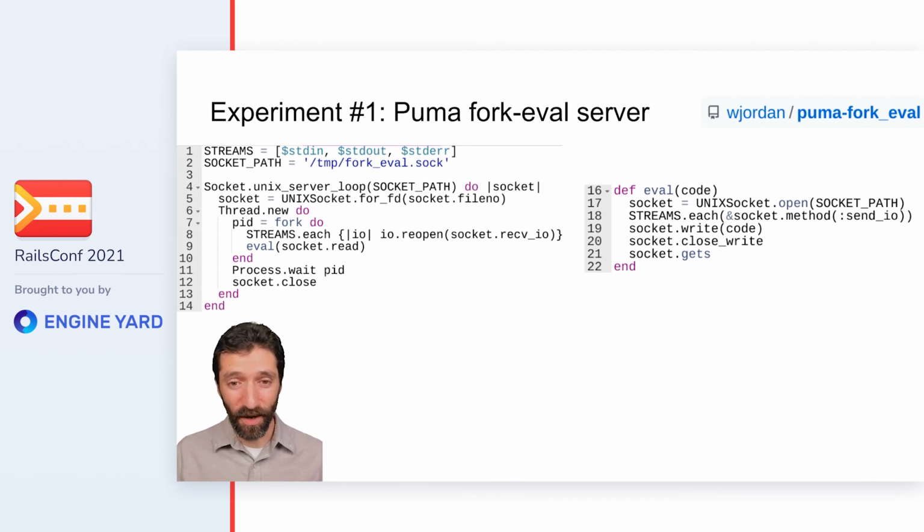The client code is even simpler. All it does is it opens up a connection on the server's domain socket, sends its 3 standard streams using send_io, and then writes the code it wants to eval to the socket. That's it. This is basically just a super stripped down version of the core logic that Spring does to run its own fork server that can run commands in a preloaded app.